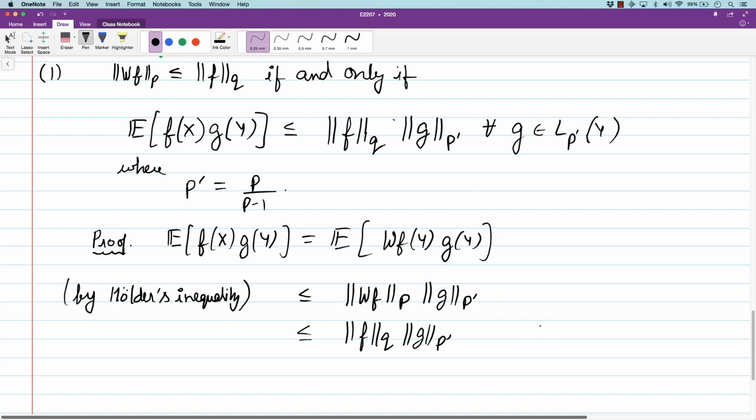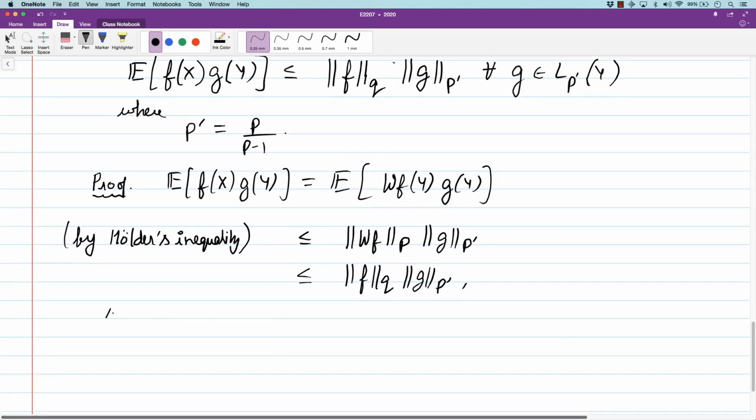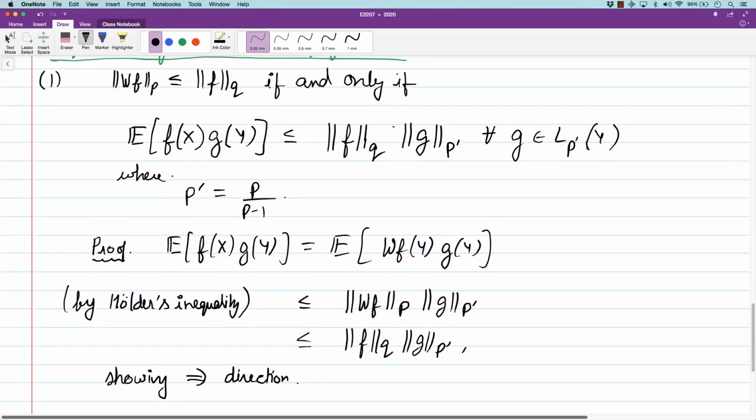So this is an improvement of Hölder's inequality because you have replaced the P norm of f by the Q norm. You could have applied Hölder's directly and you would have got the P norm, but this is smaller than that. So you have improved Hölder's inequality. So this direction is done. How about the opposite implication? So this shows that hypercontractivity implies this new form.